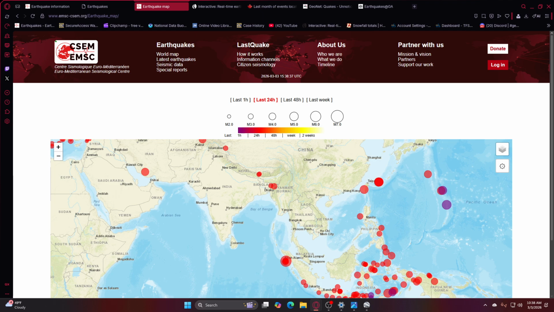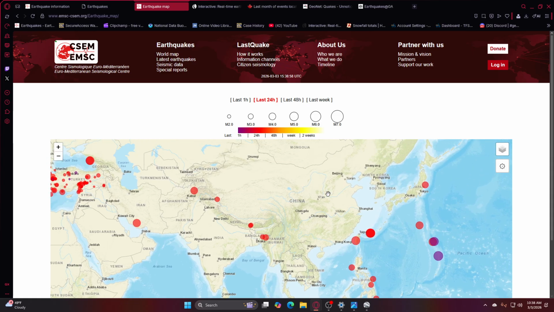Minor crustal adjustments, M2.0 to M2.8, have been noted in the Joshimath region of Uttarakhand over the past 48 hours, but these are considered standard for the high-pressure Himalayan collision zone. So now we look at China.